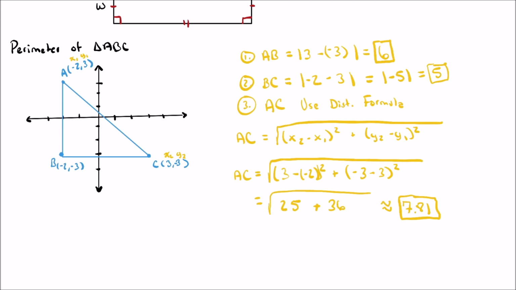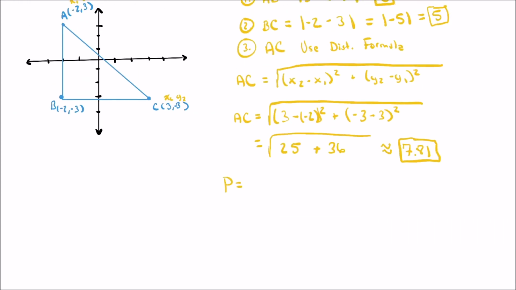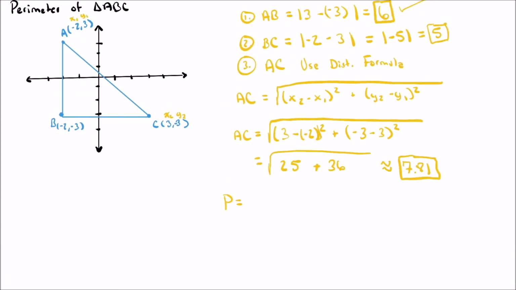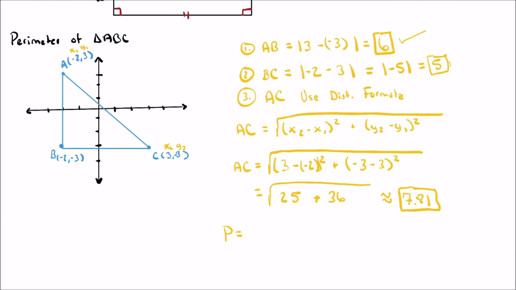So all we need to do now to find our perimeter is add up our three values in these square boxes. There's a little button down here to go down a page, and I keep on hitting it. That's why that's happening. So let's do 6 plus 5 plus 7.81, and that is going to equal 18.81 for the perimeter.